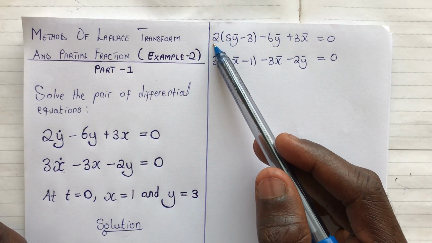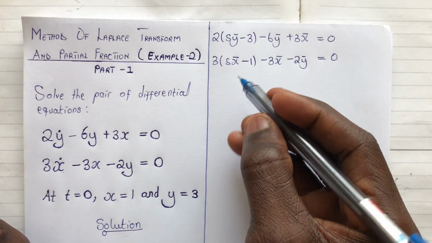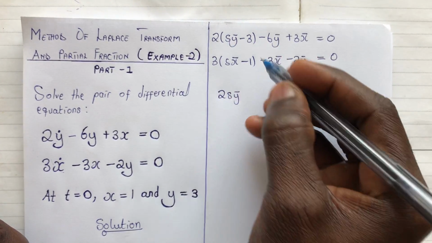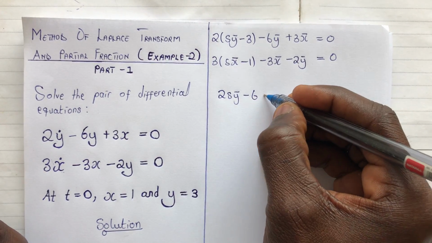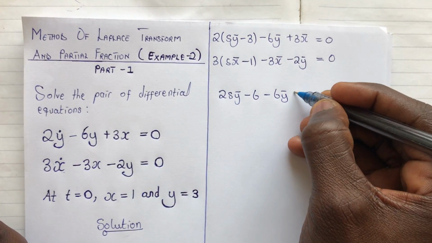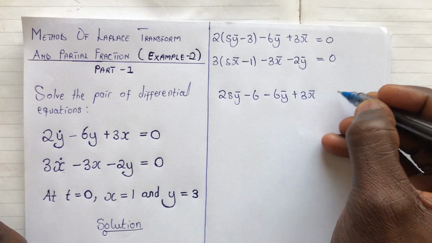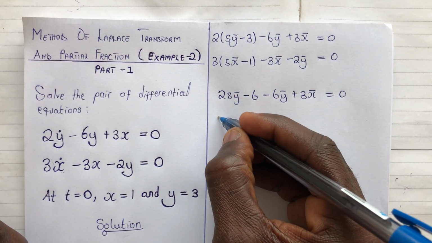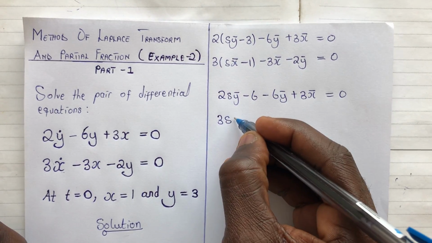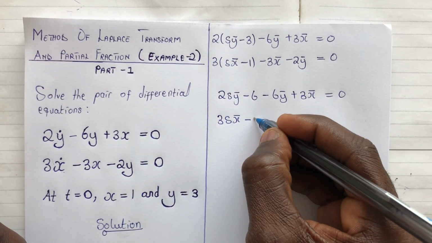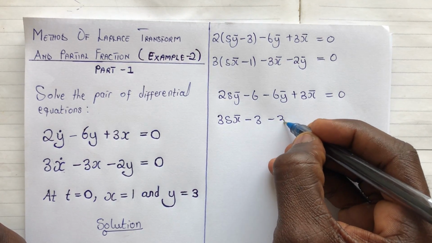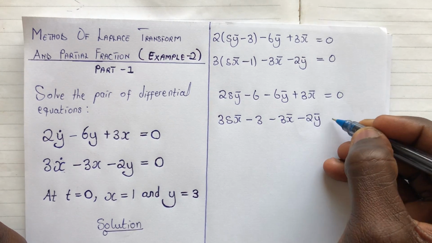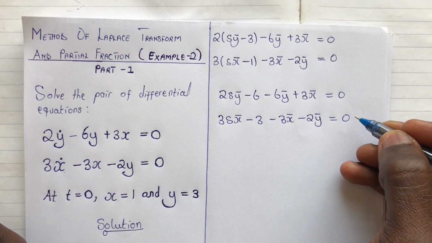Alright, so we can expand this bracket by having 2 s y bar, this time minus 6, then minus 6 y bar plus 3 x bar equal to 0. Then we expand the second equation. We have 3s x bar minus 3, minus 3 x bar minus 2y bar equal to 0.